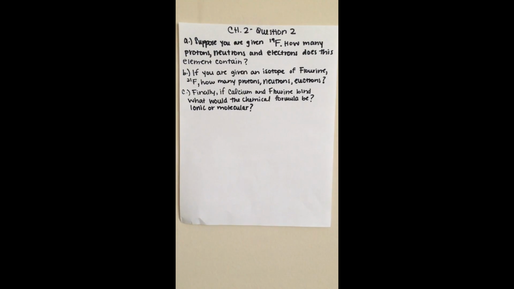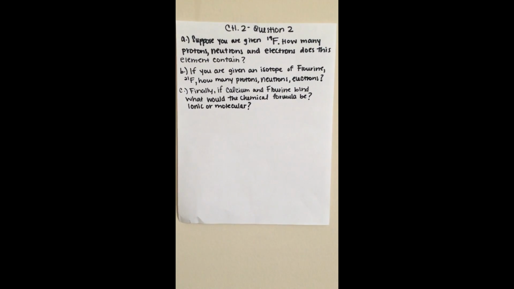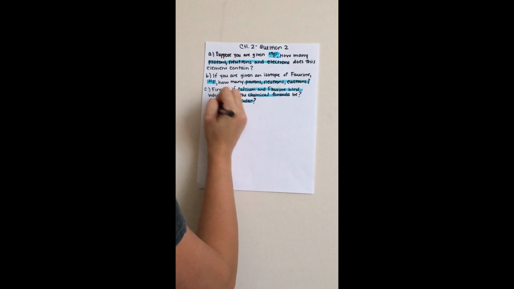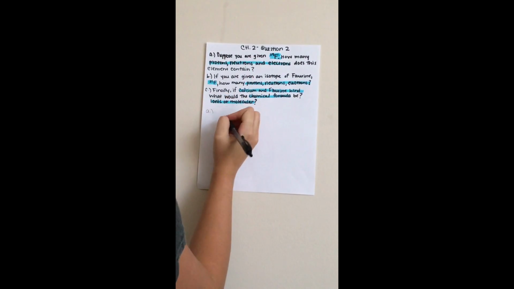In part C, finally, if calcium and fluorine bind, what would their chemical formula be, and would it be ionic or molecular? Okay, for part A, we're just finding how many protons, neutrons, and electrons are in F19.